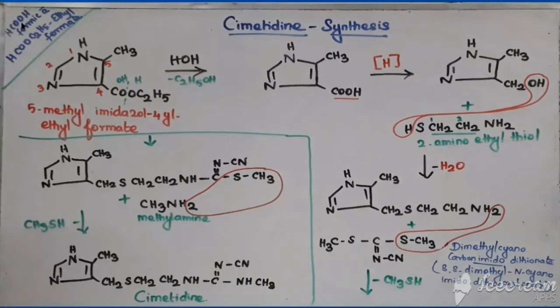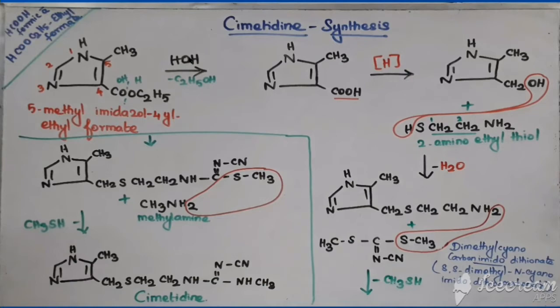Already we have known what is formic acid. HCOOH is called formic acid. Here this H is replaced by ethyl, that is called ethyl formate. Here this H is replaced by imidazole, that is called imidazole 4YL ethyl formate. But this imidazole has a methyl in the fifth position. That's why it is called 5-methyl imidazole 4YL ethyl formate. So that is the parent.